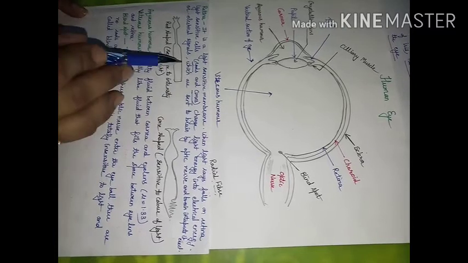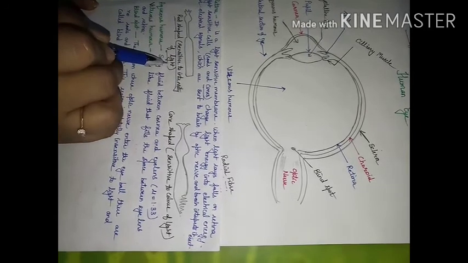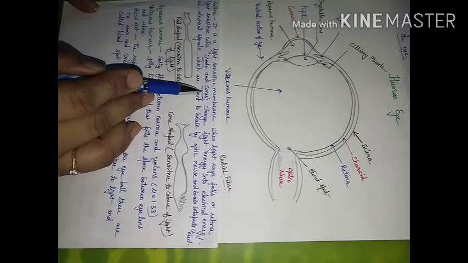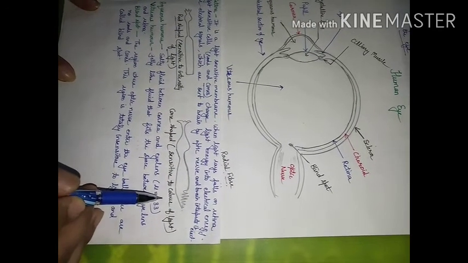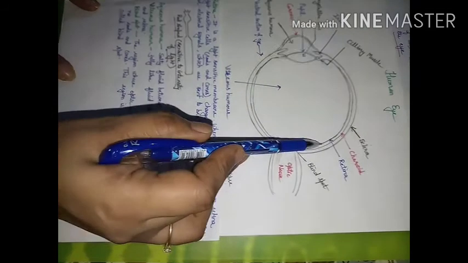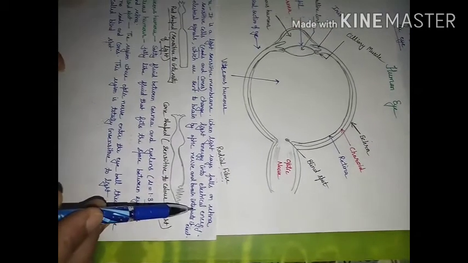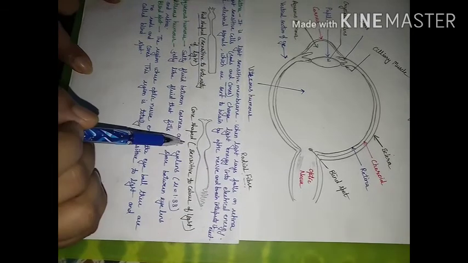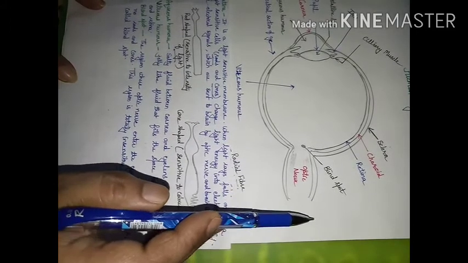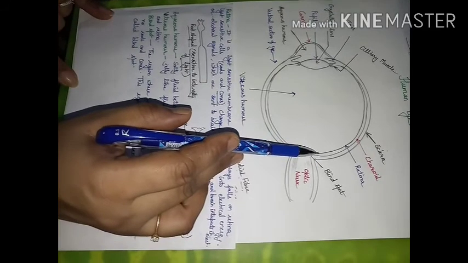The cells in the shape of rods are sensitive to the intensity of light, whether light is bright or dim. And the cells in the shape of cones are sensitive to the color of light. So when the image is formed on the retina, these light sensitive cells change light energy into an electrical signal, and this electrical signal goes to the brain with the help of the optic nerve, and the brain interprets this inverted image as an erect image.